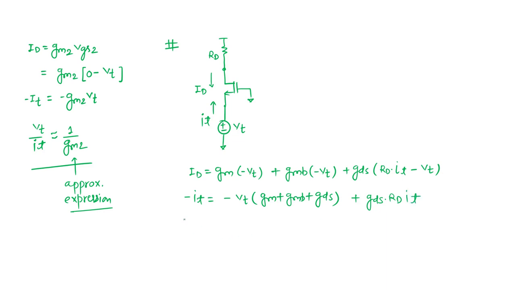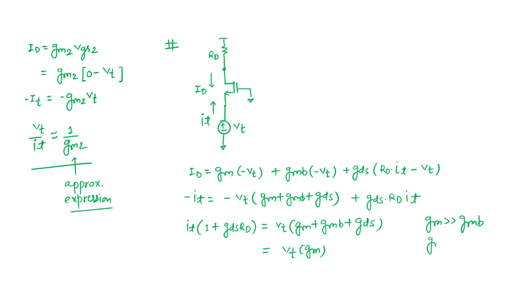So if we take the IT terms on one side and VT on the other side, then IT times 1 plus GDS RD equals VT times GM plus GMB plus GDS. For the time being, I can ignore GMB, as GM is greater than GMB, and also I ignore GDS, as GM is much greater than GDS. This expression has to be thought about a little; it is not exactly like that, but I am considering it. So IT times 1 plus GDS2 and what is the RD? RD is nothing but RDS4. This is M2. Okay, equal to VT GM2.